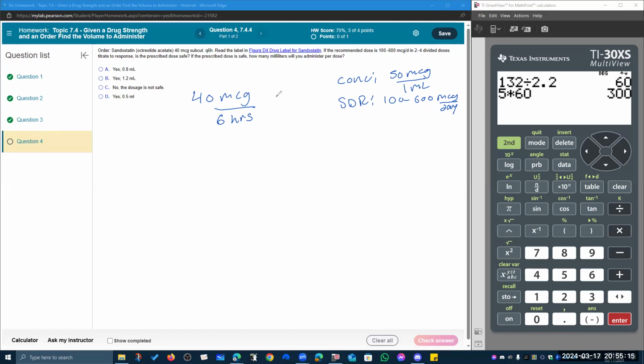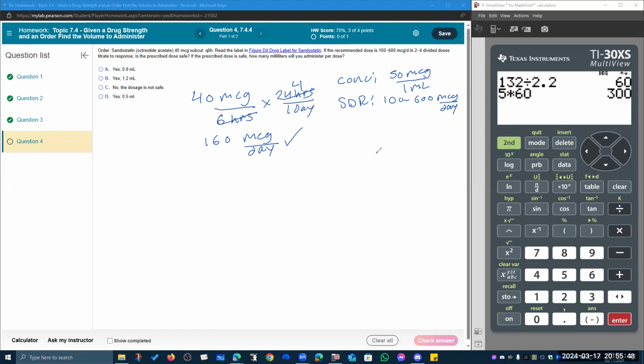So this is 4 doses a day. So that's fine that it's divided in 2 to 4. Let's go ahead and multiply by 4 doses a day. So 24 hours in a day. I'm going to get this to be 4. So this is 160 micrograms per day. That's within the SDR. So that's good.